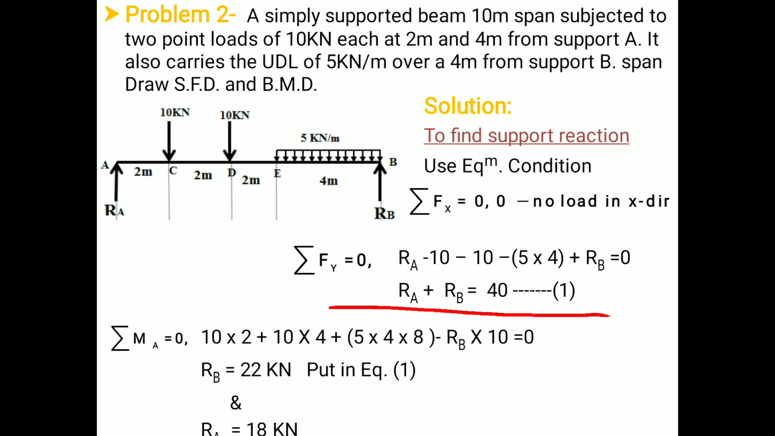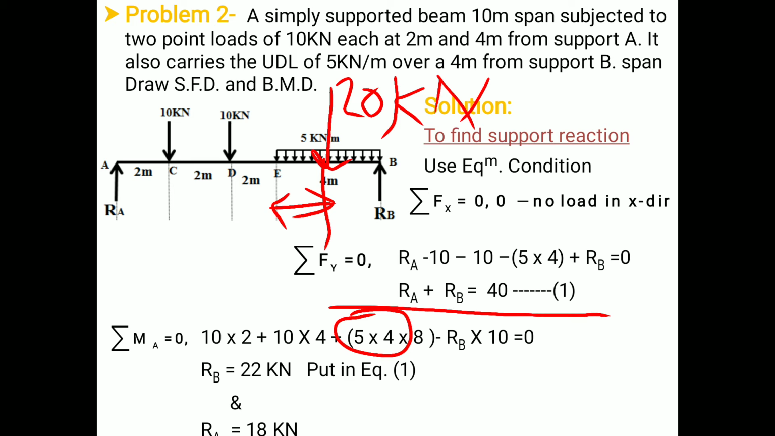Now we have the third equilibrium equation, that is summation of moment at A is equal to 0. This 10 kN into perpendicular distance 2 acts in clockwise direction, so it will be positive. This 10 kN into perpendicular distance 4 also acts in clockwise direction, so it will be positive. Now this UDL 5 into 4 will be converted into the point load, acting at the center of its span. So 5 into 4 is nothing but 20 kN.